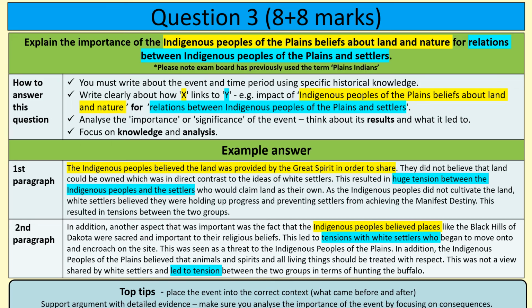So you're kind of thinking about what do we know about the beliefs of the indigenous peoples of the plains and how does that affect relations between them and the white settlers. So let's read the first paragraph. The indigenous peoples believed the land was provided by the Great Spirit in order to share. They did not believe that land could be owned, which was in direct contrast to the ideas of white settlers.